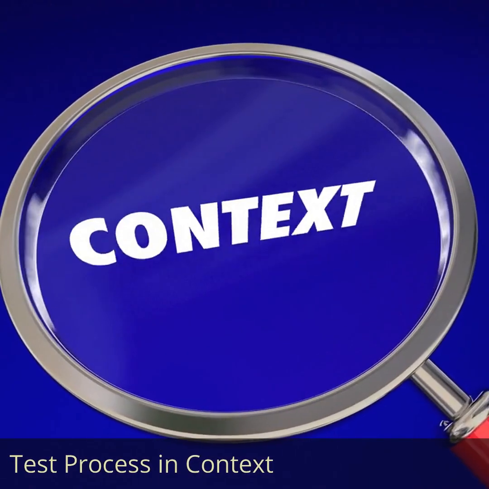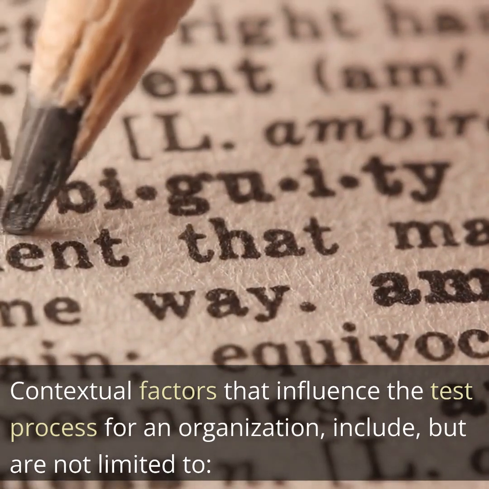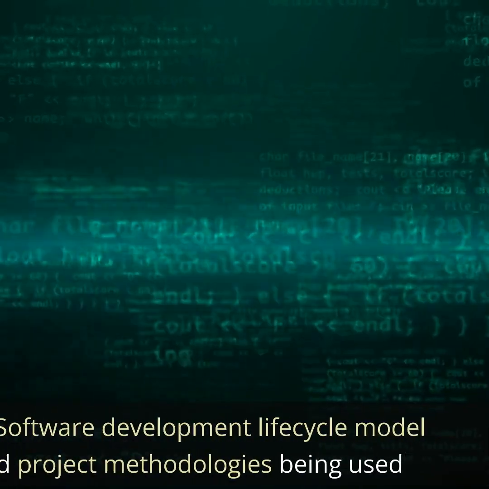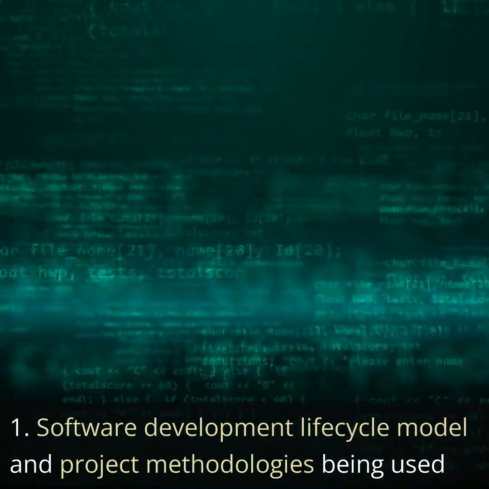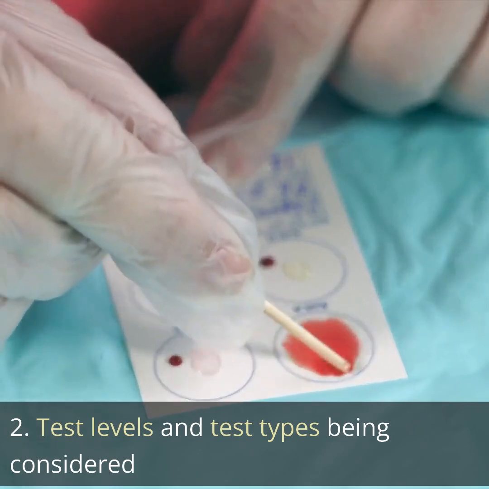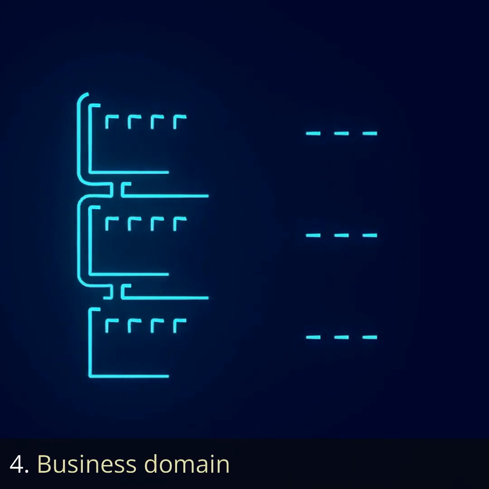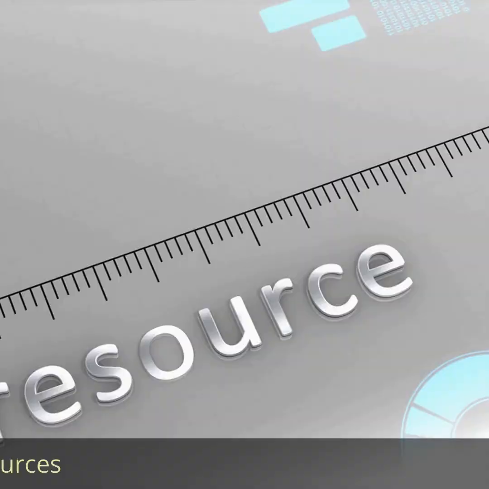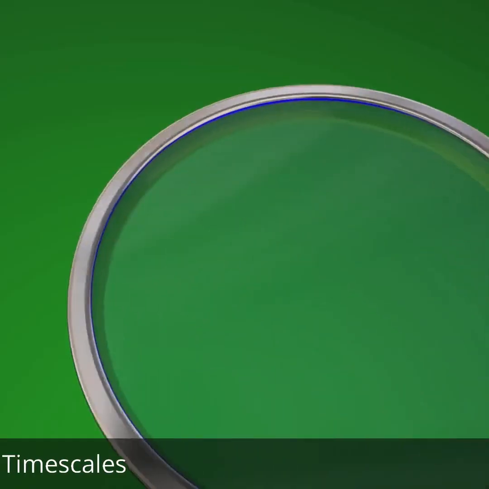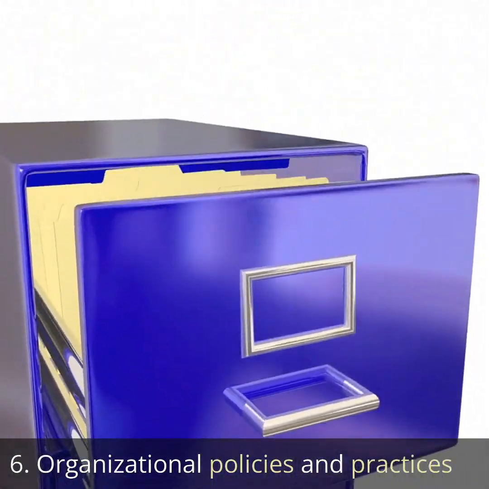Test process in context. Contextual factors that influence the test process for an organization include, but are not limited to: 1. Software development lifecycle model and project methodologies being used. 2. Test levels and test types being considered. 3. Product and project risks. 4. Business domain. 5. Operational constraints, including but not limited to budgets and resources, timescales, complexity, contractual and regulatory requirements. 6. Organizational policies and practices.